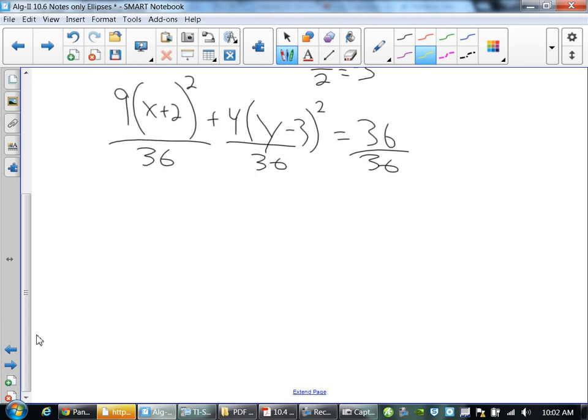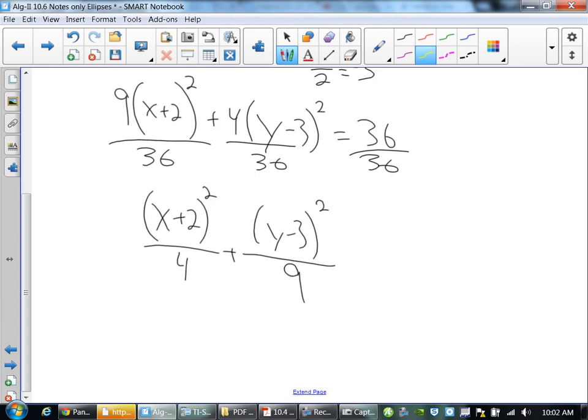This gives you values of A and B. This is what differentiates a circle from an ellipse. Notice what happens when you divide out by the 36, you get two different denominators. You get x plus 2 quantity squared over 4, and then y minus 3 quantity squared over 9. If those A and B values were the same, you would have a circle.